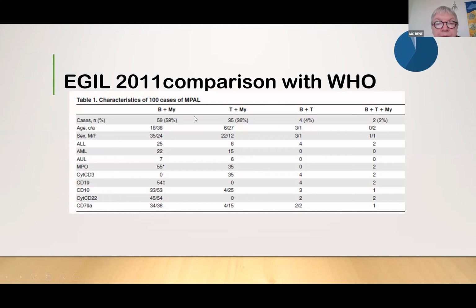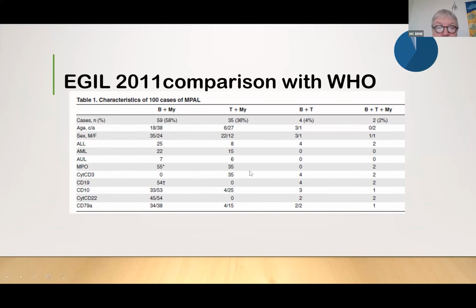In 2011, the EGIL performed a comparison with the 2008 WHO classification, and you see here that we could classify, we'll see that later, the MPALs in B and myeloid, T and myeloid, B and T, and B, T and myeloid. These are very rare. These are the most frequent ones.